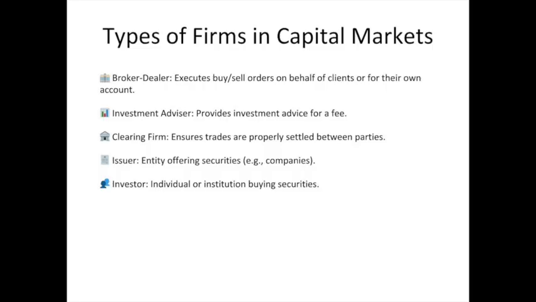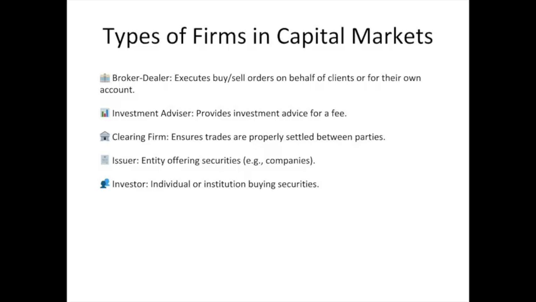Let's break down the key types of firms that operate in capital markets. A broker-dealer is one of the most important. These firms can act as a broker, helping clients buy or sell securities and charging a commission, or as a dealer, trading for their own account and making money from the spread. Most large firms do both. An investment advisor provides advice to clients for a fee, typically a percentage of assets under management. These advisors must register with the SEC or state regulators, depending on their size.